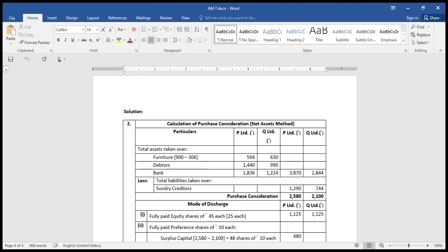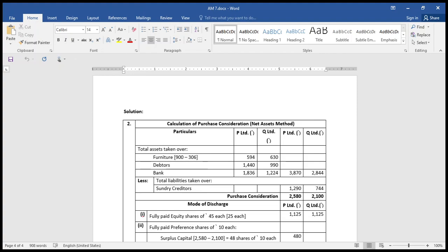So furniture is written down by 306 rupees. Therefore the taken over value is 594, and there are no changes in case of Q Limited. Debtors 1440 in case of P Limited, and in case of Q Limited, in the adjustment it is given that the present value of debtors will be 990 rupees. No changes in bank balance, 1836 and 1224. So total assets of P Limited and Q Limited are 3870 and 2844.